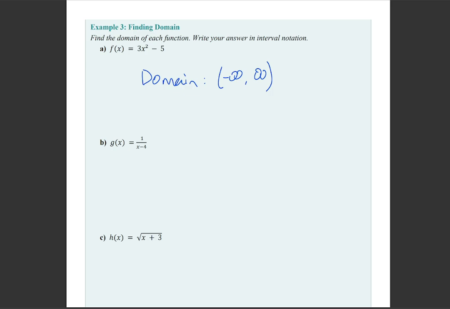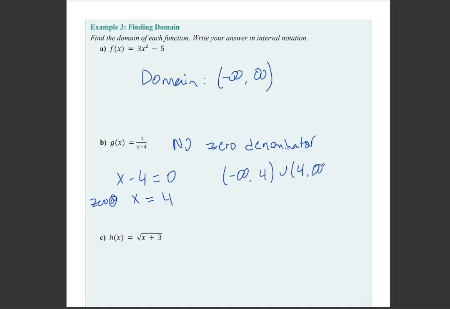Now for part B, we do have a concern here because we can't have a zero denominator. No zero denominator. Which means we cannot have x minus 4 equal to 0. And that happens when x equals 4, right? I add 4 to both sides. So we have a 0 at x equals 4. So essentially my domain can include everything but x equals 4, which means negative infinity to 4 union 4 to positive infinity.